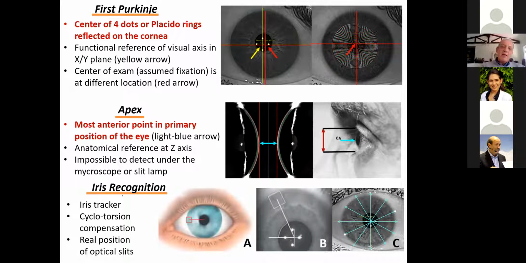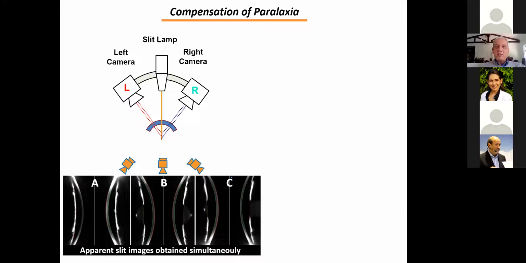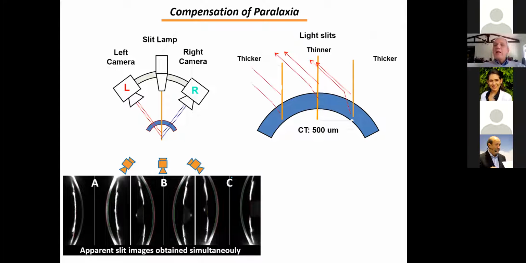And the Galilei has iris recognition in order to compensate cyclotorsion and to have the real position of every optical slit taken by the system. Galilei has a system of compensation of parallaxia.